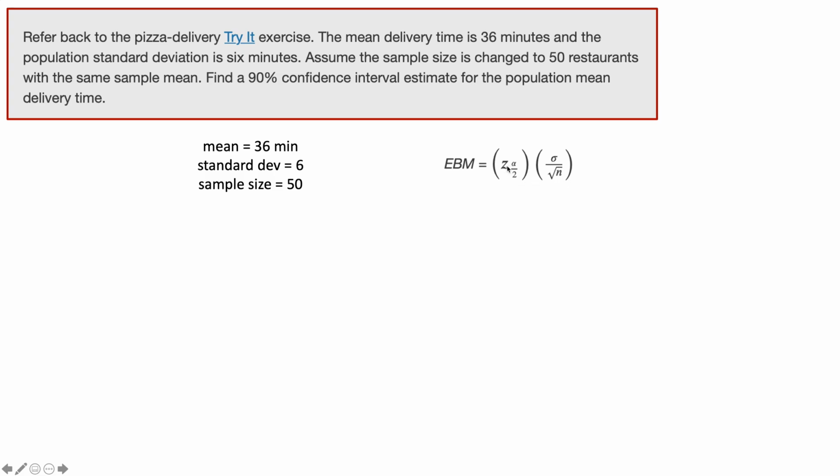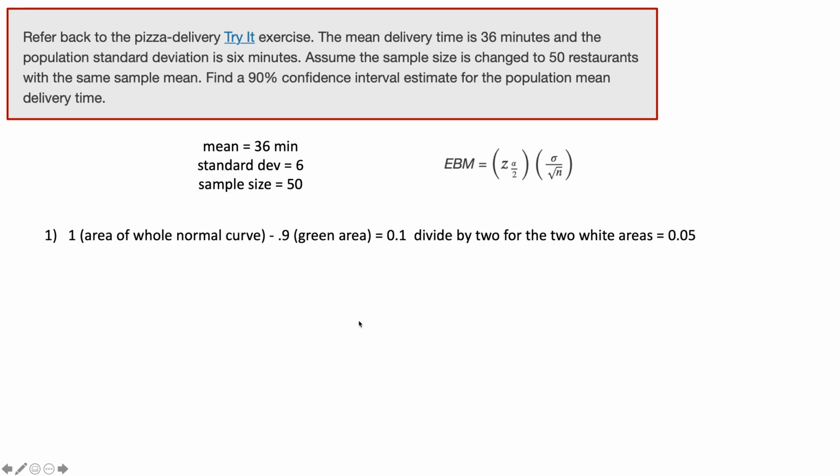I now need to find the z-score for that half area of white. So 1, namely the area of the whole normal curve, minus 0.9, which is the green area, leaves 0.1. And then I divide that by 2 for the two little white areas on the end, and that gives me 0.05. That's step 1. Step 2, second var's inverse norm: 0.05, the 0 and the 1 are already there for you. If for any reason they're not, then you just quit that mode, come back to it, and clear them out, get them back to 0 and 1. That gives you 1.645. So second var's inverse norm of 0.05, 0, and 1 is 1.645.